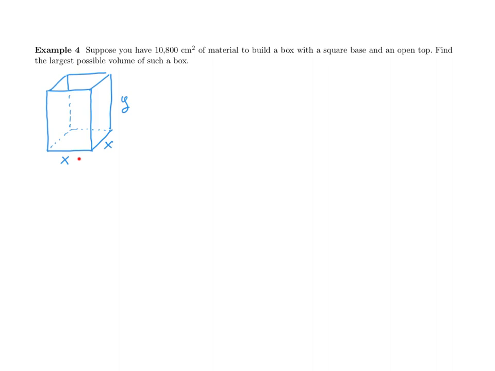The way that I've defined these variables, I can now talk about what the volume of this box is. The volume is the area of the base, which is x times x, or just x squared, times the height, which is y. Now, how can I relate the variables to this number, 10,800 square centimeters of material to build the box? This number represents the surface area of this object. So I'll just call that the area. What is the area of this structure?